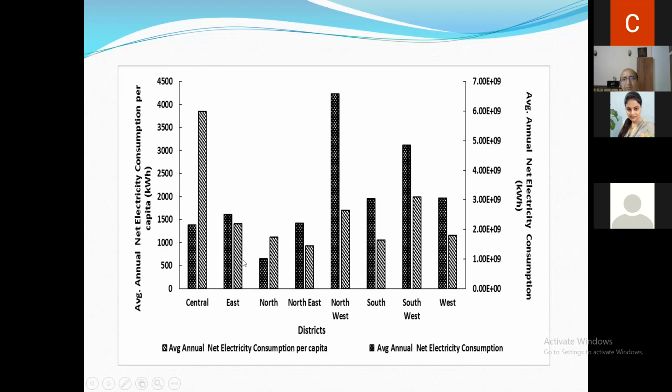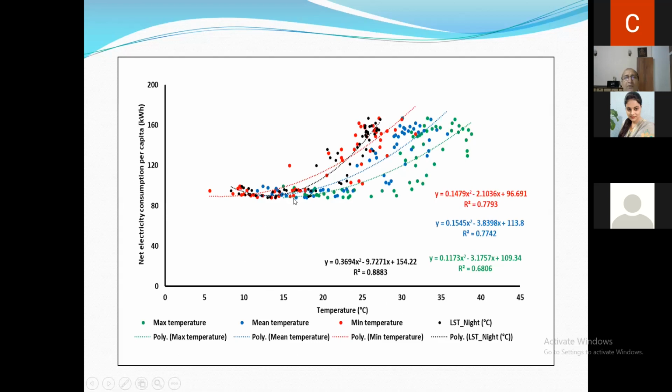Now, if you look at this plot, here we have shown the agreement between the electricity consumption and the temperature.